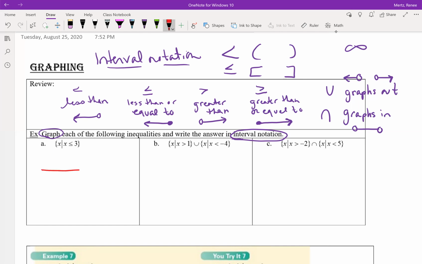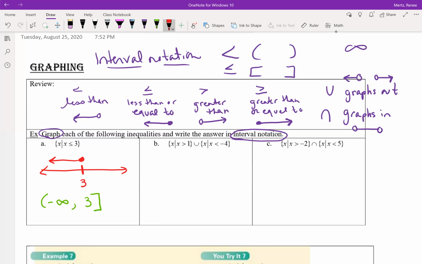If we're graphing these, x is less than or equal to 3. The only number you have to put on your number line is the 3. Closed circle, headed to the left. So where is this graph beginning? Where does this graph end? So it's going forever to the left. So that's going to be negative infinity. It ends at 3. Is 3 included or not included? It's included. It has a closed circle, so it gets a bracket.